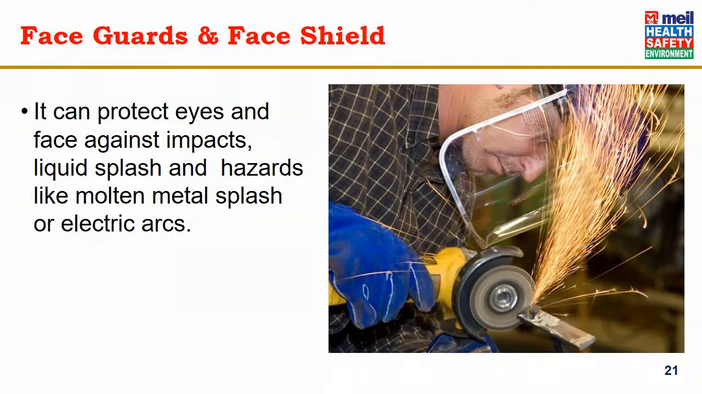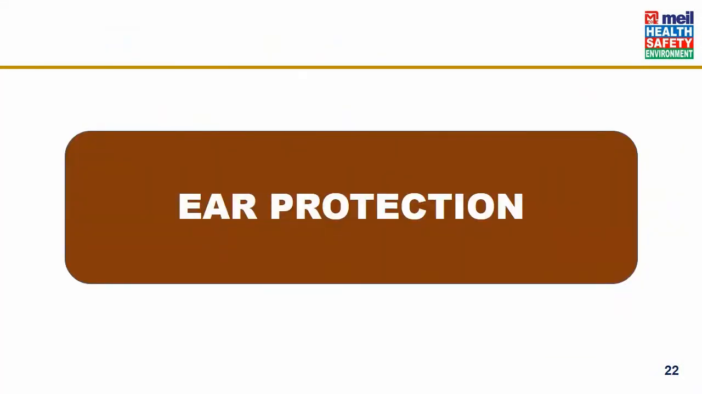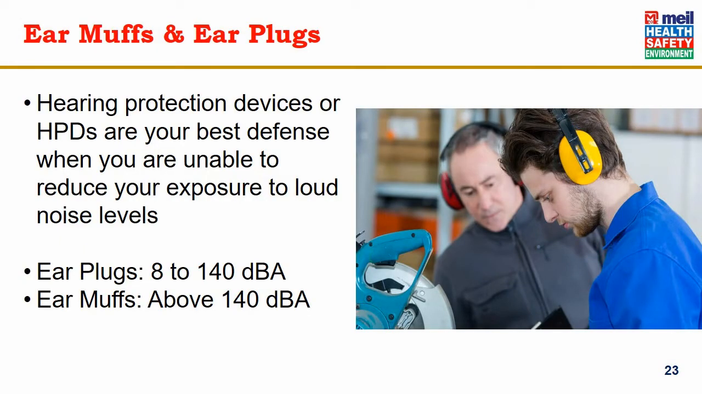Ear protection. Ear muffs and earplugs. Hearing protection devices or HPDs are your best defense when you are unable to reduce your exposure to loud noise levels. Earplugs can be used from 8 to 140 dBA. Ear muffs must be used when the sound levels cross 140 dBA.